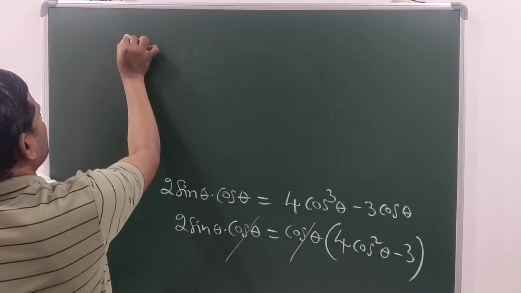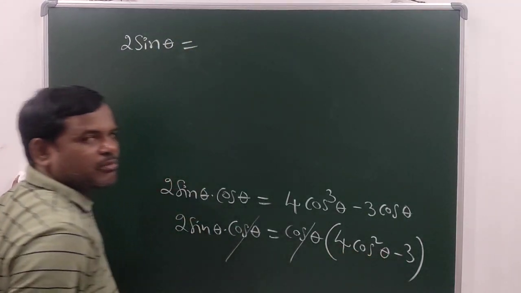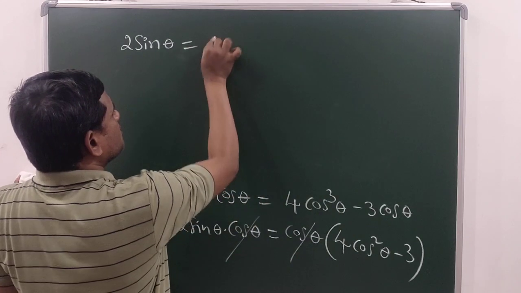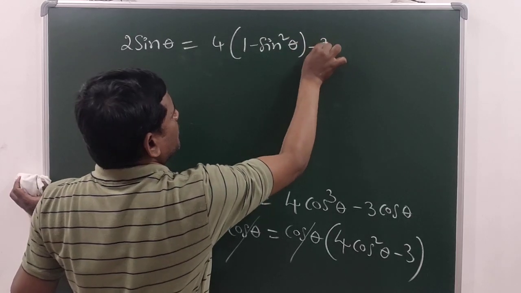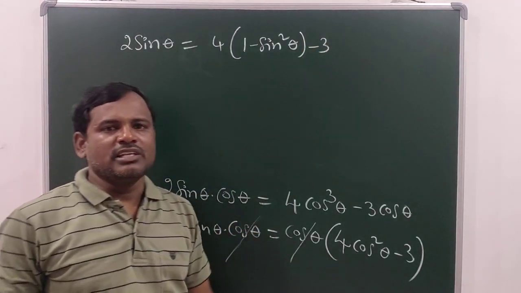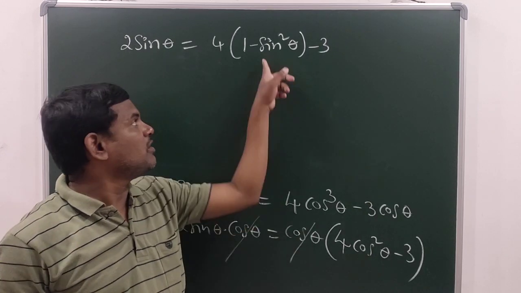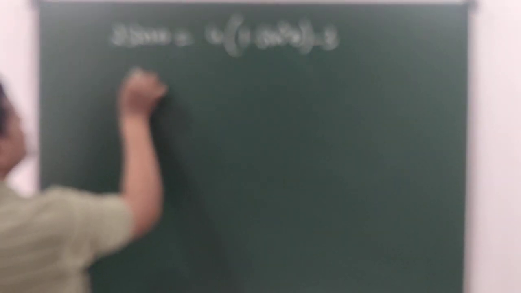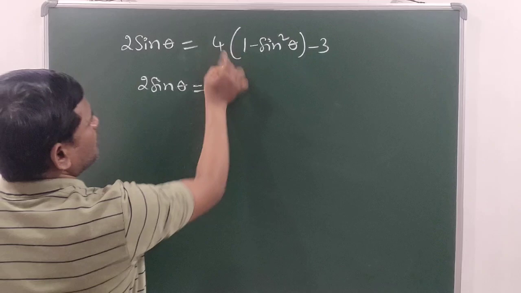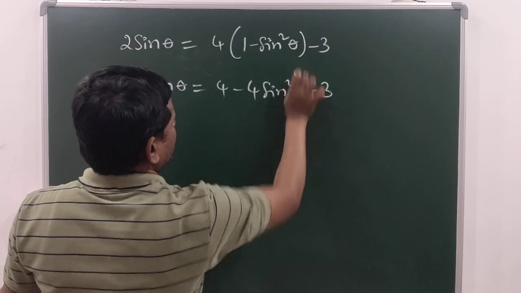Now in the next step, on the left side you have 2 sin theta, and on the RHS 4 cos square theta minus 3 is there. Now in place of cos square theta, I would like to write 1 minus sin square theta. You know, by the first identity, sin square theta plus cos square theta equal to 1, but here cos square theta is there. So in place of that, what did I write? 1 minus sin square theta. So in the next step, what do we get on the simplification? Here 2 sin theta equals 4 minus 4 sin square theta minus 3.